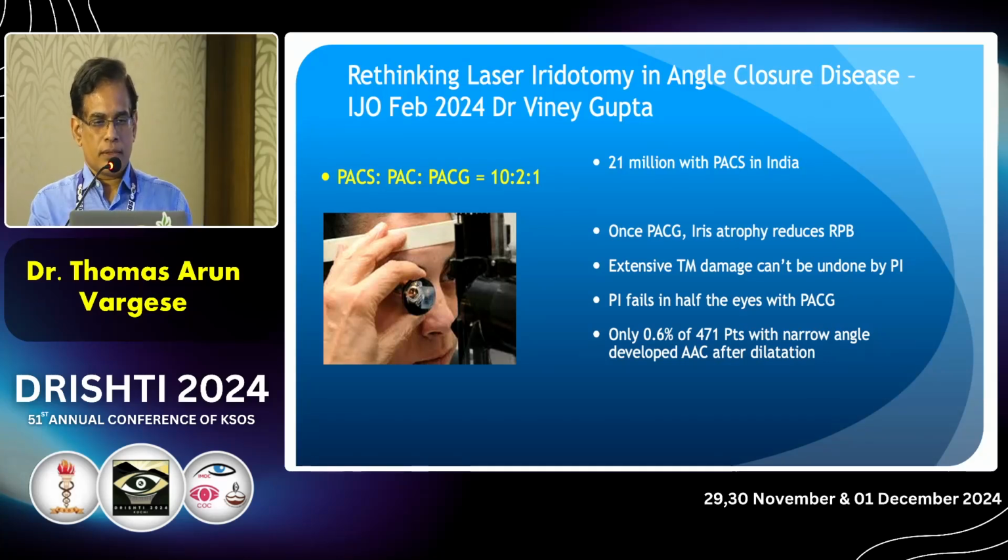So this is why people are rethinking whether we should go ahead and do a YAG PI. And also they say that once the patient has had an acute attack, even doing the YAG PI may not really solve all the problem, because many of them have got iris atrophy, angle closure, which is also synechial closure, which does not really open up with the YAG PI.